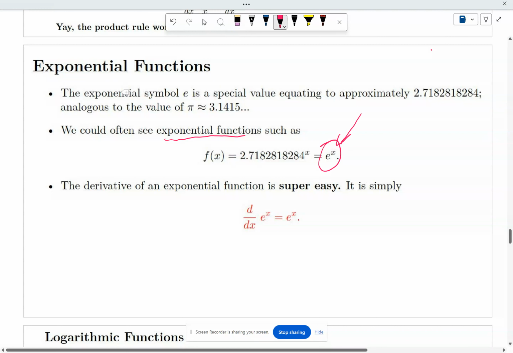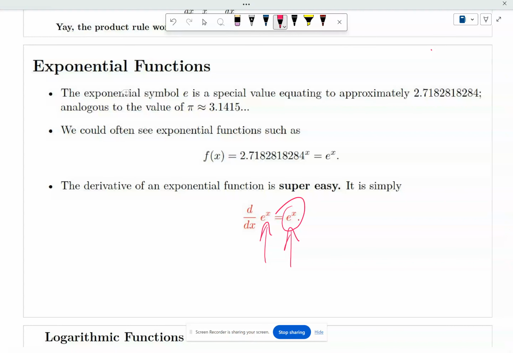And these functions we see often, and we also need to take the derivative of these functions. Luckily, the derivative of these functions is really, really easy. It's simply itself. So if you take the derivative of e to the x, it's simply e to the x. So there's not much to remember there, right? You just need to know that's how exponential functions behave.